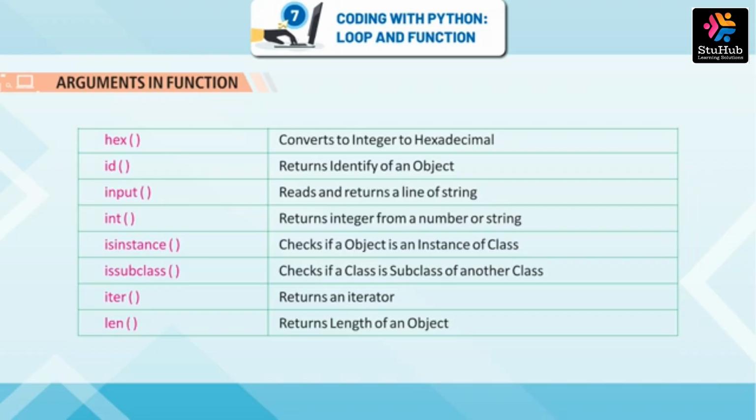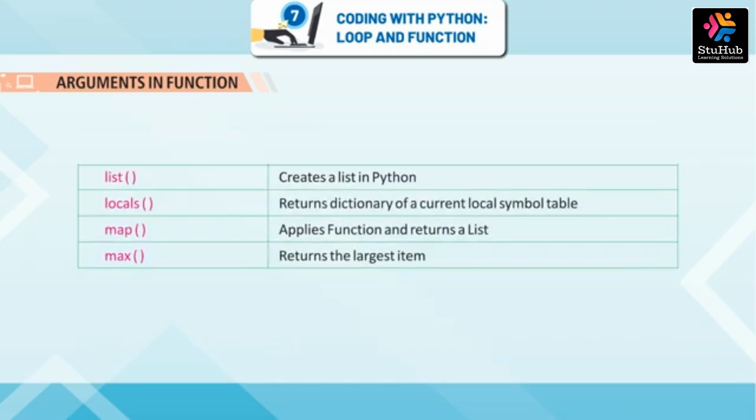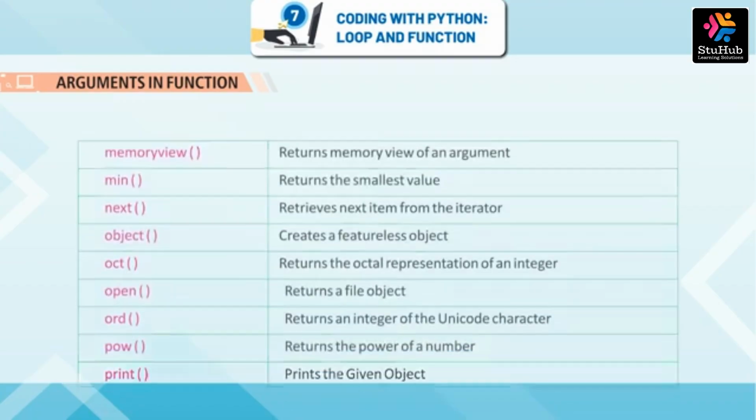isinstance checks if an object is an instance of a class. issubclass checks if a class is a subclass of another class. iter returns an iterator. len returns the length of an object. list creates a list in Python. locals returns the dictionary of the current local symbol table. map applies a function and returns a list. max returns the largest item.